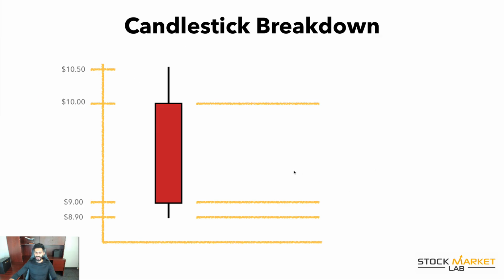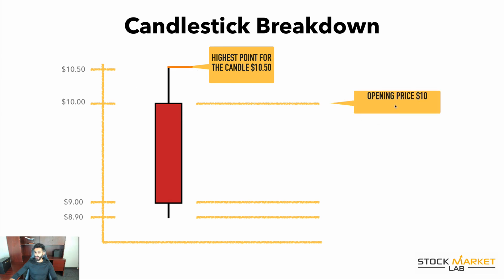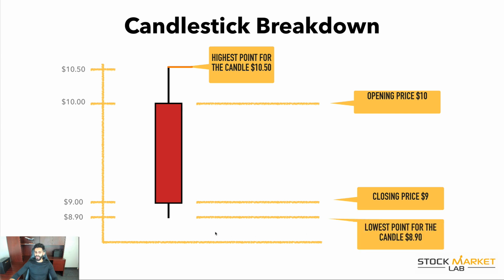Now you guys can see it's a red candle. Now if it's a red candle, what does it mean? Let's break each and every single component down. So this right here is the highest point for the candle. This once again is known as the wick. The highest point is right there. Next, we have the opening price at $10. Beyond that, we have a closing price at $9. And then we have the lowest point at 8.90, right?